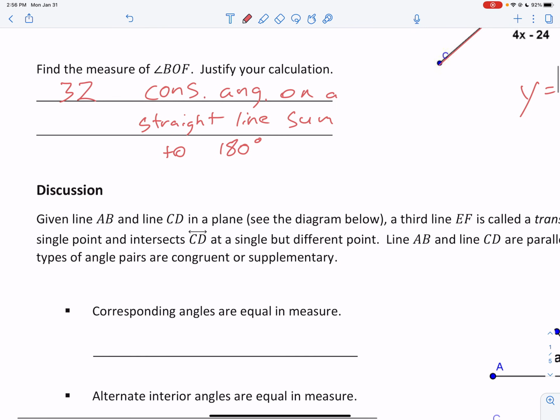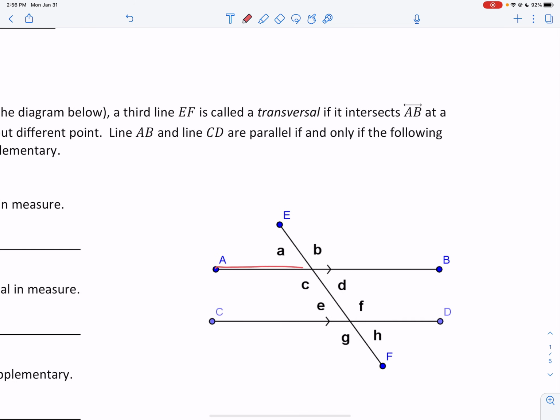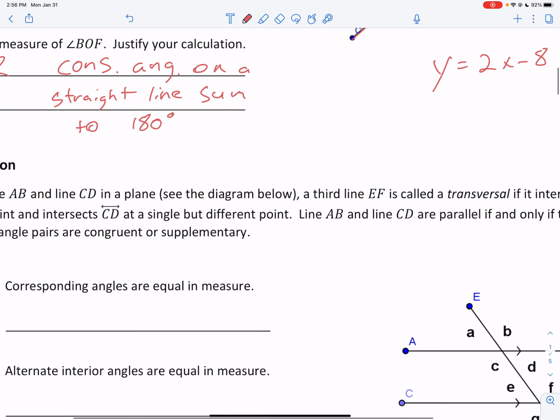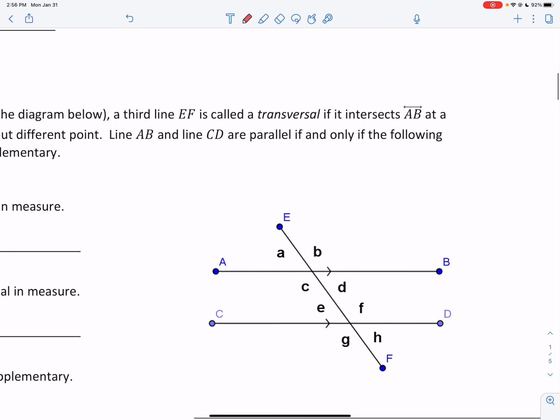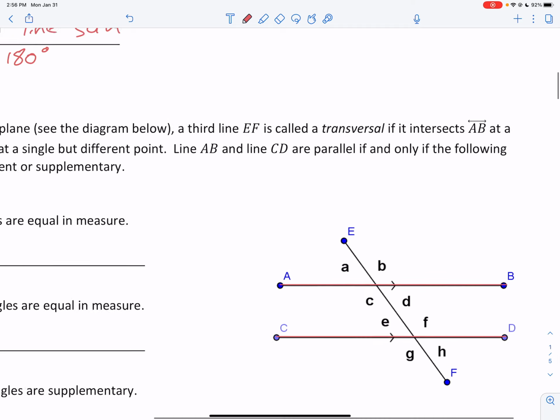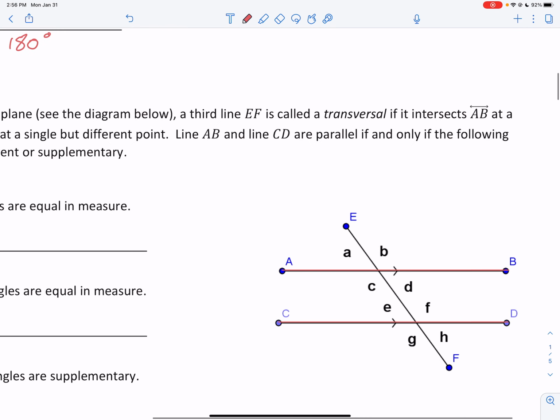But first, let's read this. Given line AB and line CD, do you see why they're called AB and CD? They're labeled by the points. A third line, EF, is called a transversal if it intersects two parallel lines, AB and CD, at a single point. It intersects each one at a single point, but different places. That's important.